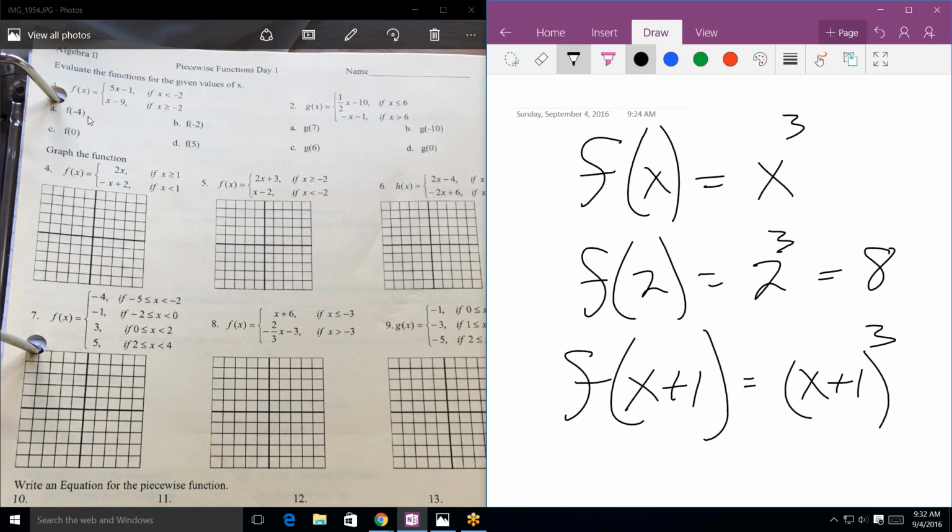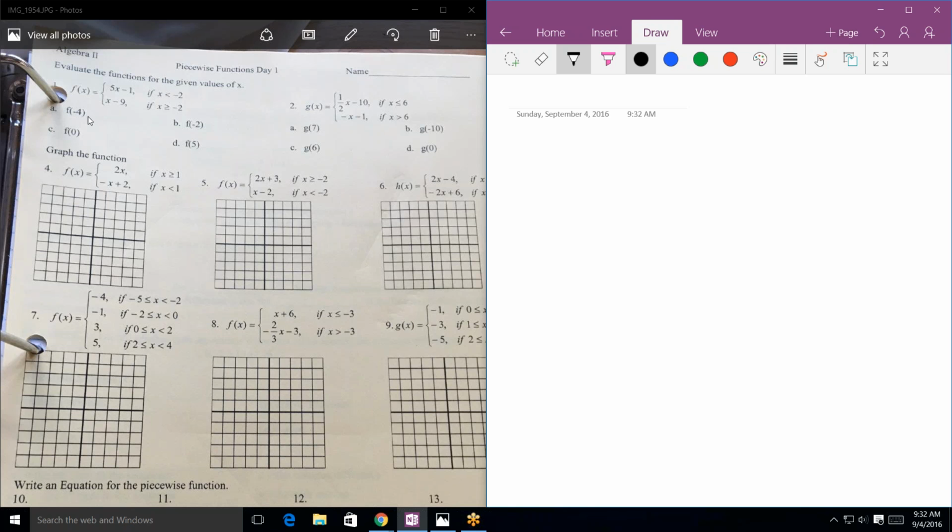So first of all, what we have to identify here is which piecewise function are we using? Is it the 5x minus 1 or the x minus 9? So x is less than minus 2. And that'd be right. So we'd use the first equation. That's the function we're going to use. That's basically f of x, as long as we are less than negative 2.